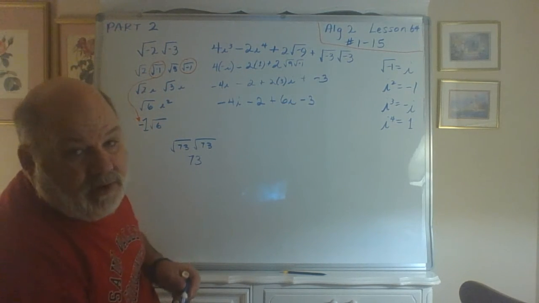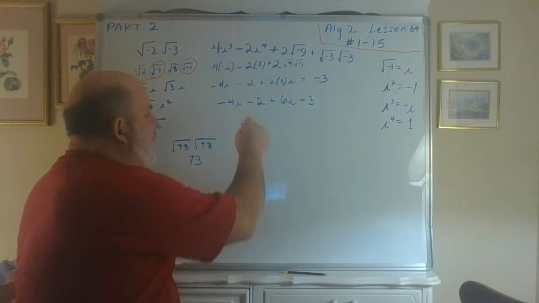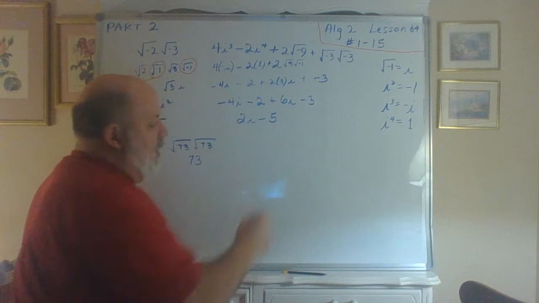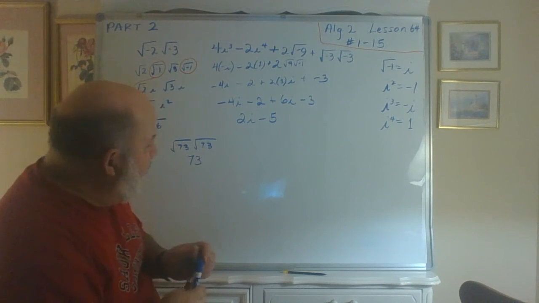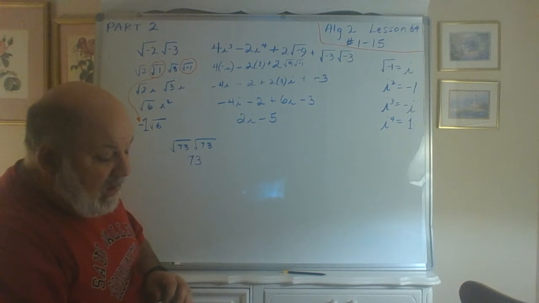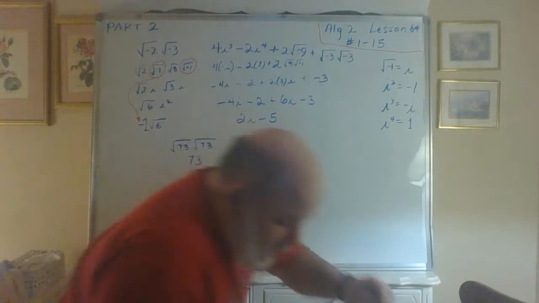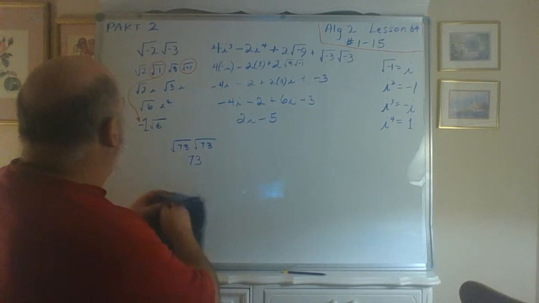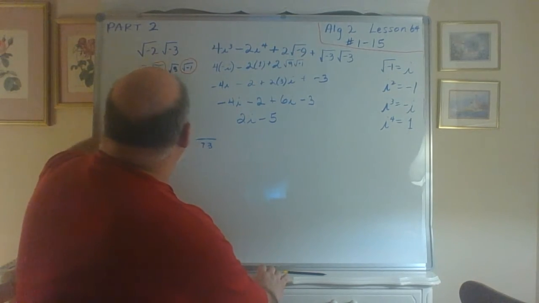We combine like terms. 6i minus 4i gives me 2i. -2 minus 3 gives me -5. They have the answer written as -5 plus 2i. It does not matter which term you put first. All right, let's move on to the next one.